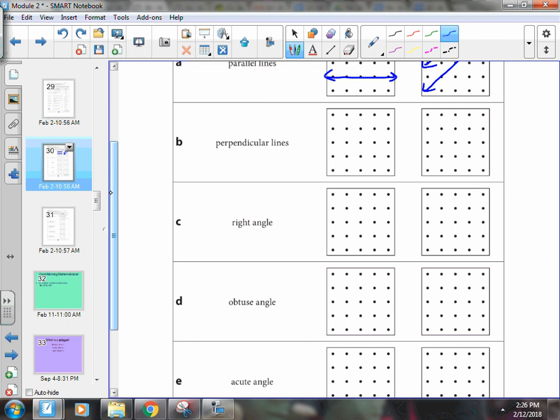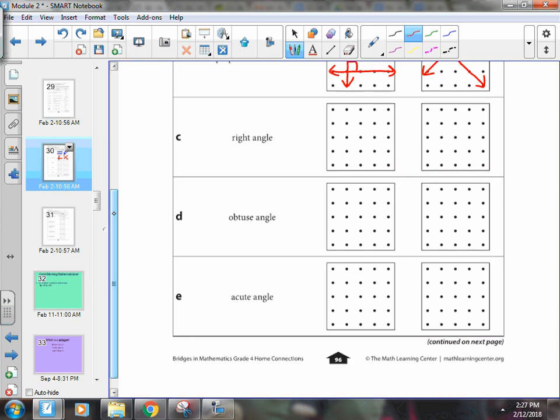Perpendicular lines need to cross at a 90-degree angle. So here is an example of perpendicular. And again, if they're lines, we should have arrows. And go ahead and put a little square in there so people know that it's exactly 90 degrees. And yours do not need to look just like mine. Here's another example of perpendicular.